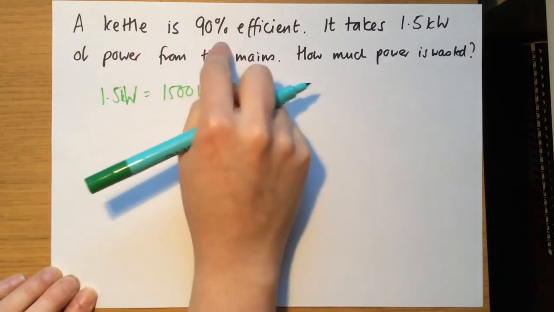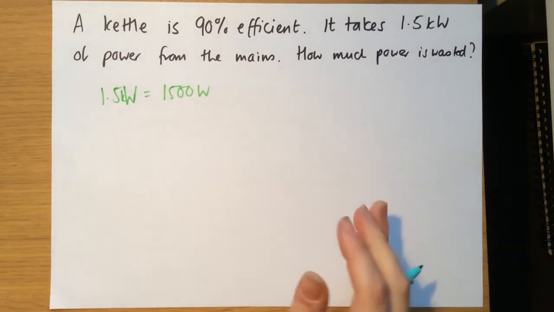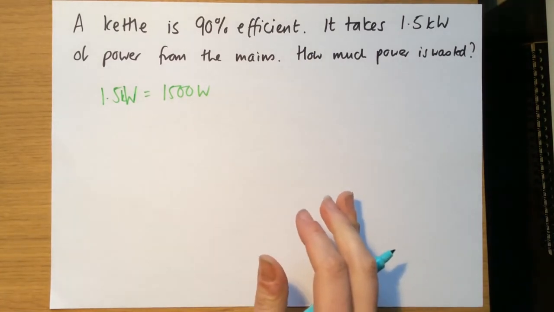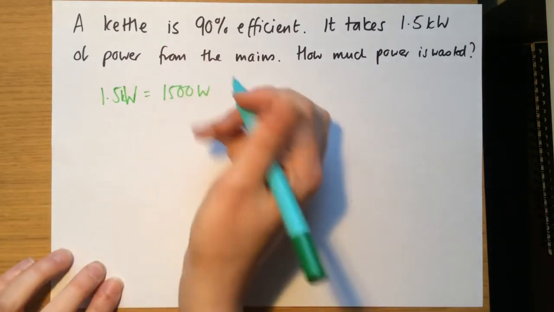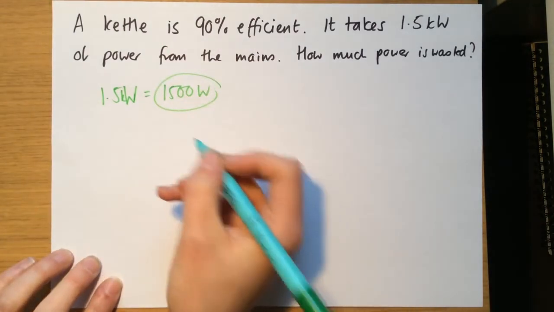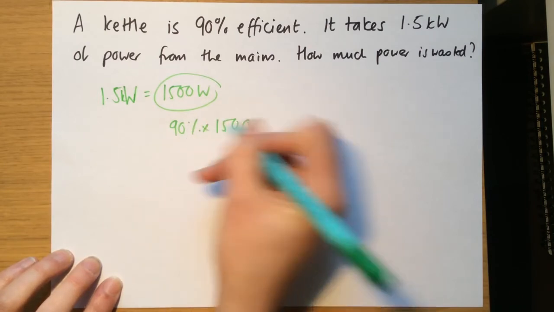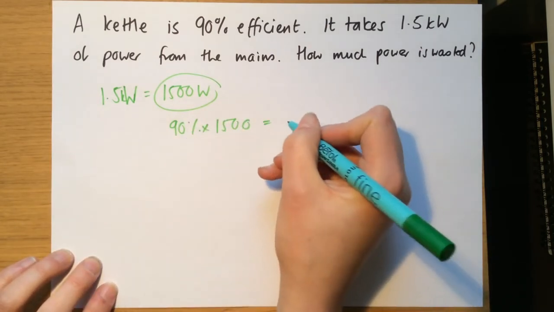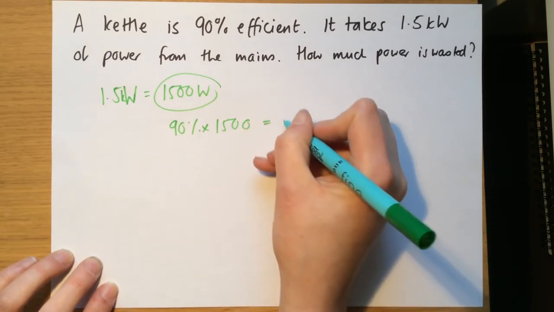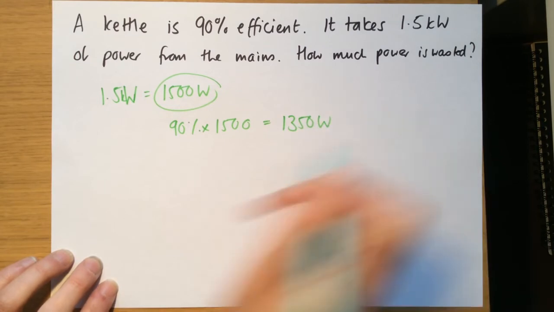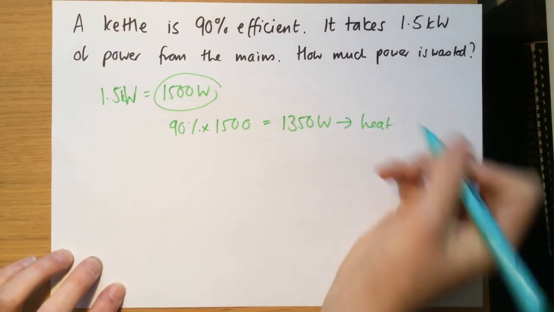And the kettle is 90% efficient. And that's because the most normal type of energy that's wasted is heat, and a kettle wants heat, so it's not bad. So 90% of this power is used usefully. 90% of 1,500 is equal to about, I have to do this in my head very quickly, each 10% is 150, so that's equal to 1,350 watts. Okay, so 1,350 watts is used to heat up the water.